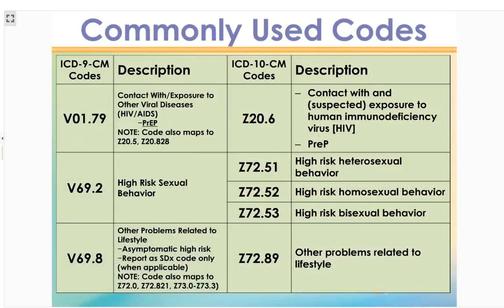Some additional codes that we spoke about in Series 3. Z20.6 is used for pre-exposure prophylaxis. It's also used for post-exposure. The high-risk sexual behavior code in ICD-9 was mapped to 3 codes in ICD-10. So you have high-risk heterosexual behavior, you have high-risk homosexual behavior, and you have high-risk bisexual behavior. The other problems related to lifestyle code maps to 1 code, Z72.89.